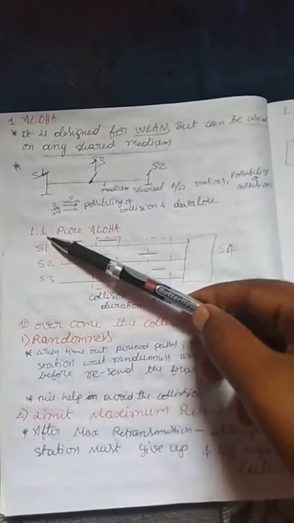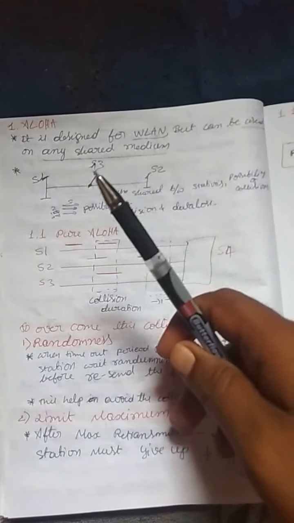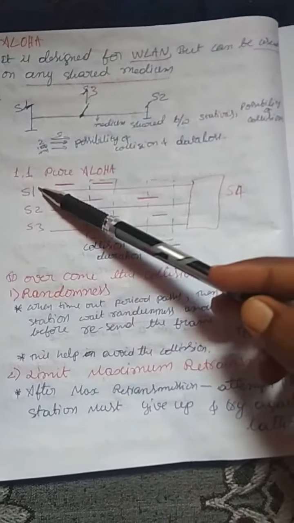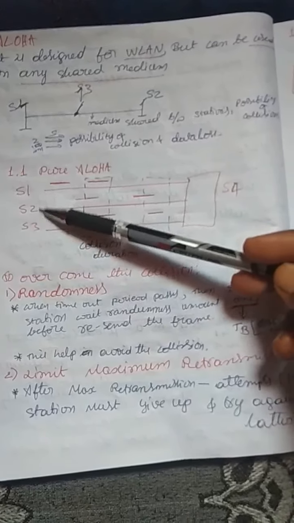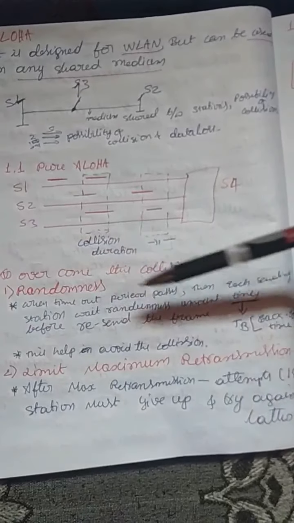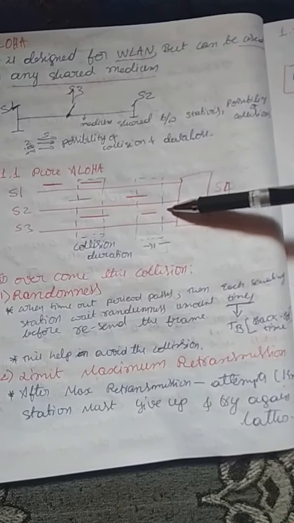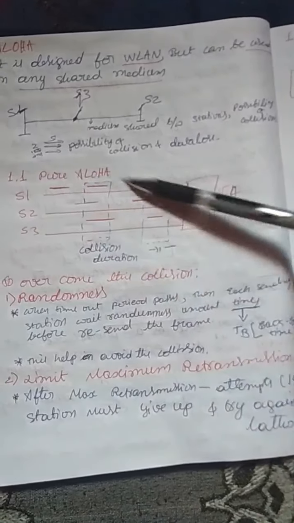Under Aloha there are two types: pure Aloha and slotted Aloha. We'll discuss what is meant by pure Aloha. In pure Aloha, suppose there are three stations. The station will send the data to the receiver. The receiver also will send the acknowledgement. The sender will send the data.